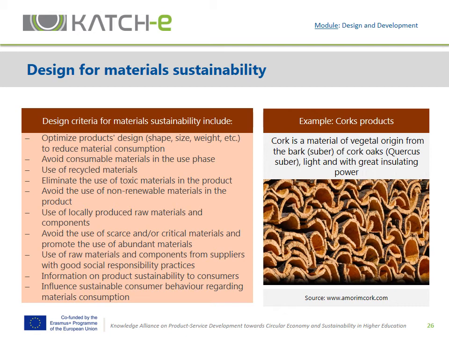As for criteria within this strategy, the development teams should address the optimization of the design in terms of shape, size, weight, etc. to reduce material consumption, the consumption of materials in the use phase, the use of recycled materials, the elimination of toxic materials, to avoid the use of non-renewable materials in the product, the use of locally produced raw materials and components, to avoid the use of scarce and critical raw materials and the promotion of abundant materials, the use of raw materials and components from suppliers with good social responsibility practices, the information on product sustainability to consumers, and to influence sustainable consumer behavior regarding consumables in the use phase.